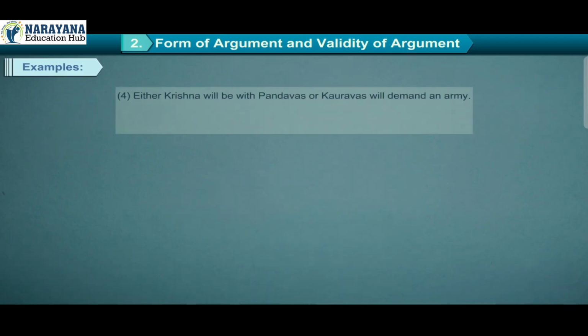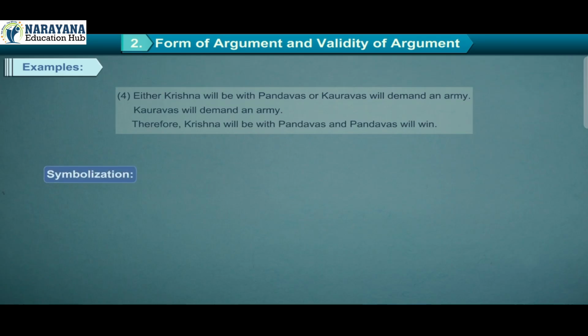4. Either Krishna will be with Pandavas or Kauravas will demand an army. Kauravas will demand an army. Therefore, Krishna will be with Pandavas and Pandavas will win. Symbolization. Krishna will be with Pandavas is equal to P. Kauravas will demand army is equal to S. Pandavas will win is equal to R.